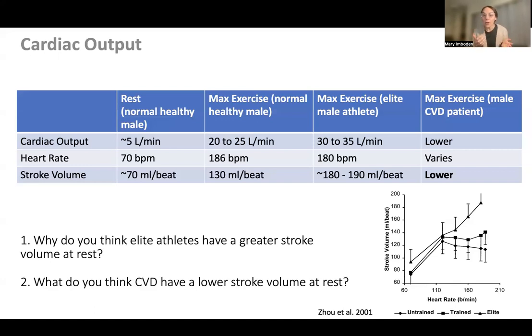And if you look at heart rate, it actually stays the same or might even slightly decrease in elite athletes. And the decrease is really a result of that extra time that's needed to fill the heart and just be more efficient.